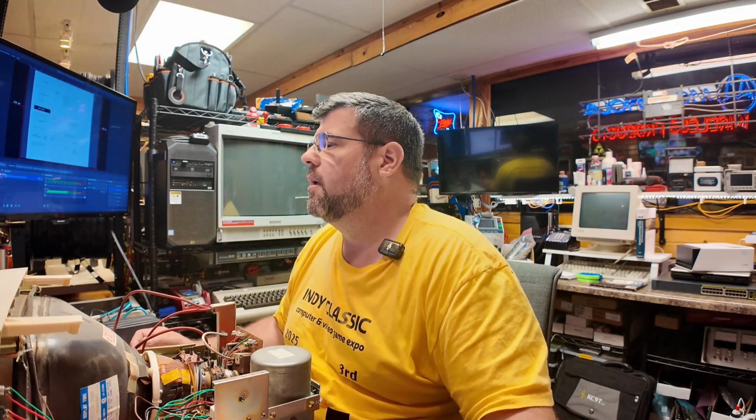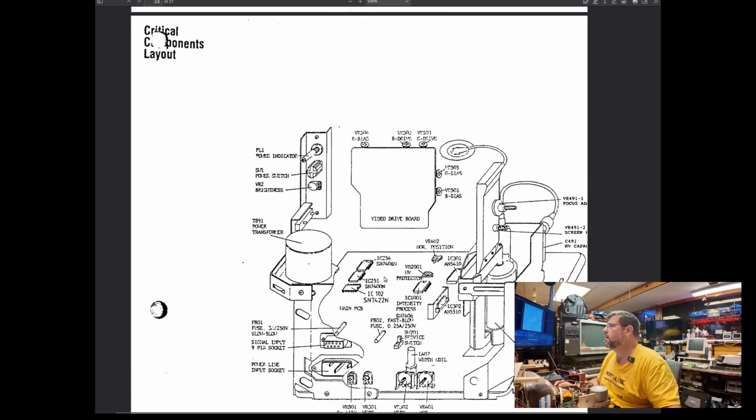So, let's get back to here. Now, this is IC301 over here. It's an AN5410. And what does it say? Failure of IC301. Failure of DY? When AC signal obtained on 9th pin of IC302.